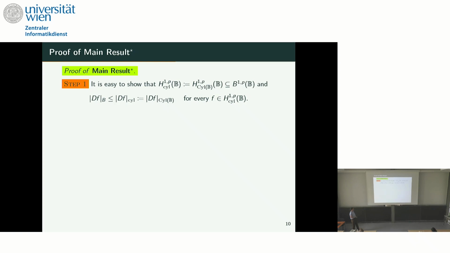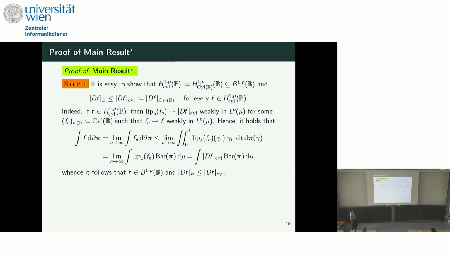Okay, so the proof of the main result goes like this. One of the inclusions is usually easy, and then you have the harder one. Here the easier one is the inclusion of H into B. If you take your function f in H^{1,p}, then you have a sequence of cylindrical functions so that the asymptotic Lipschitz constant converges to the minimal object of f weakly in L^p, and so that the functions themselves converge in L^p to the function f.